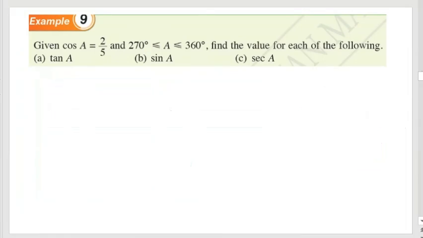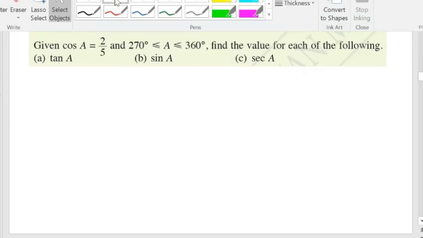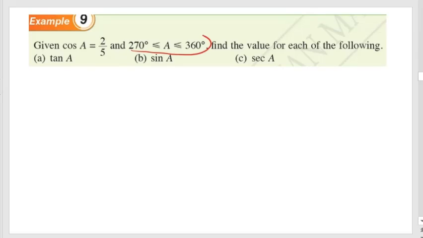We go back to this question. Is it this question, example 9? One more question before we go to the next part. Given cos A equal to 2 over 5, and now the question is different. They give you the range. The value for the angle is in between 270 and 360. So it means that it is in which quadrant?